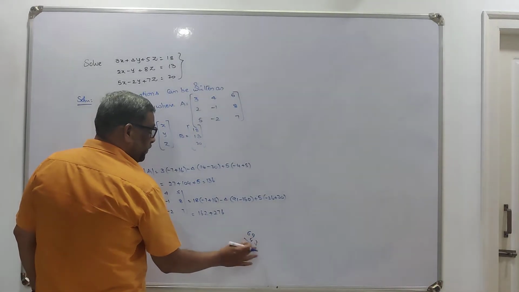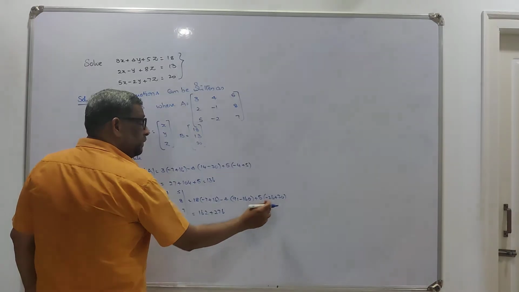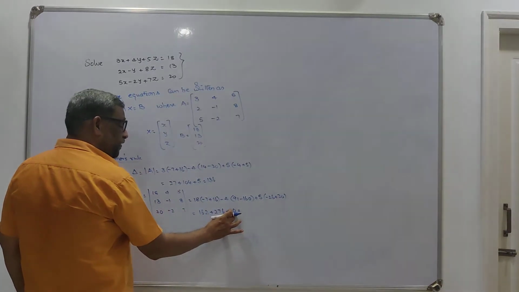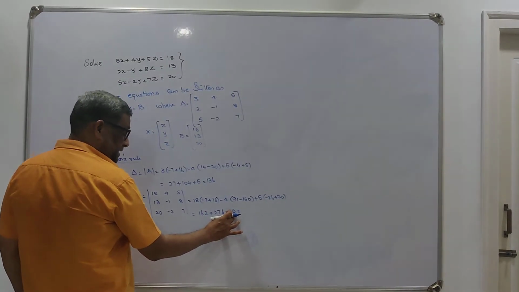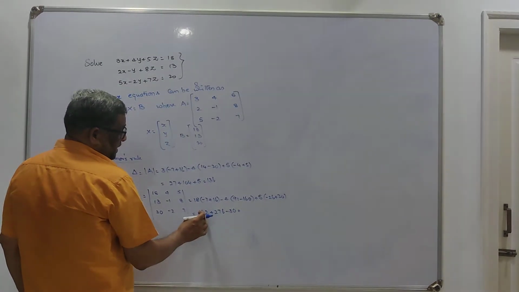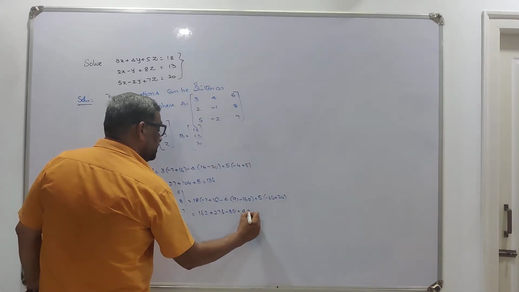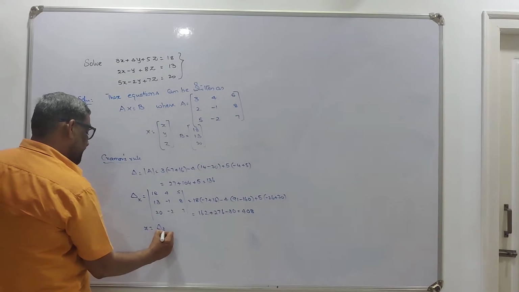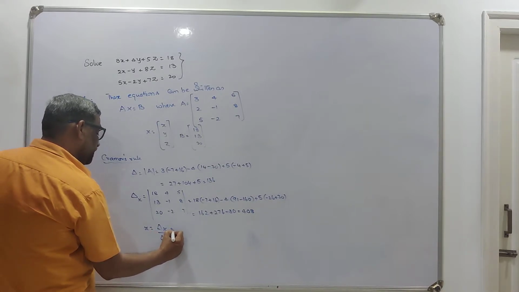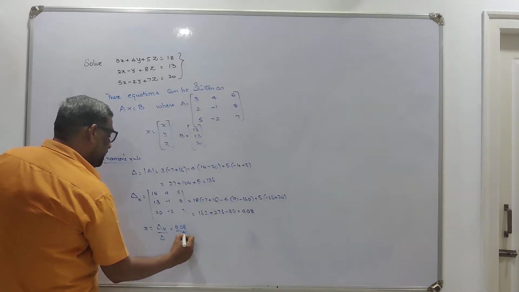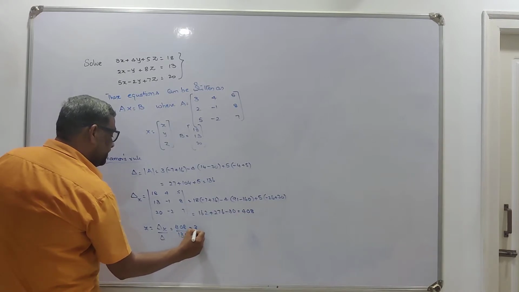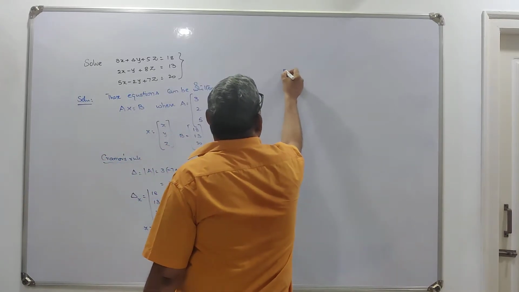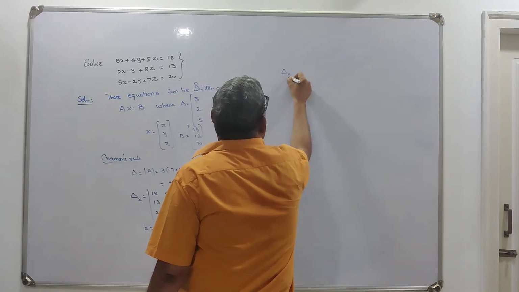You can check it here. 36, 3, 24 plus 3, 27. Minus 6, this is minus 30. So the total is 408. Our x is equal to delta x by delta, 408 by 136, which is equal to 3. This is our x.